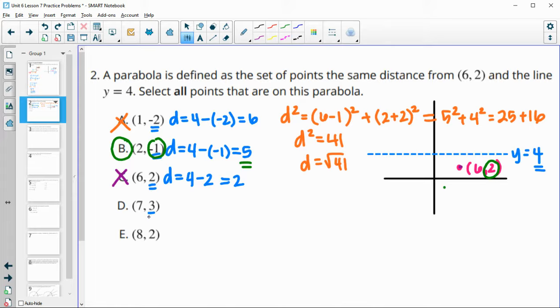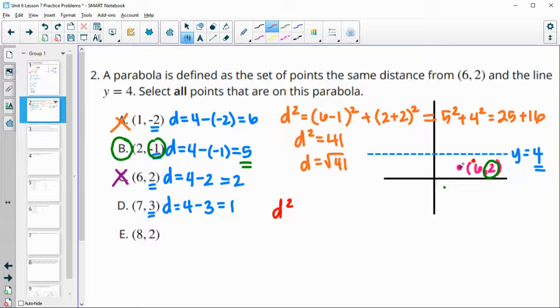D, so we'll find the distance from the directrix. The directrix is 4 minus 3, which gives us a distance of 1. And then we'll figure out the distance from the focus. So remember, if you want, you can plot the point (7, 3) here. And this one you can probably tell is not going to be on. Well, it could be, I guess. The parabola goes through here.